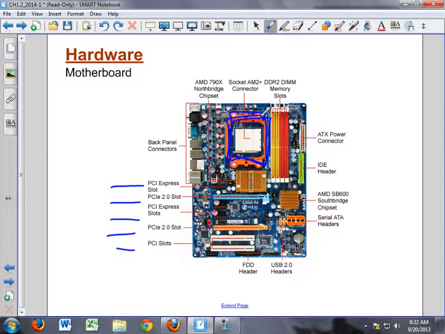Hard drives are more universal. The expansion slots are more universal. But these two things, the memory and the CPU, work together in sync, and they have to match that motherboard. Okay? So that's the first thing we're going to talk about.